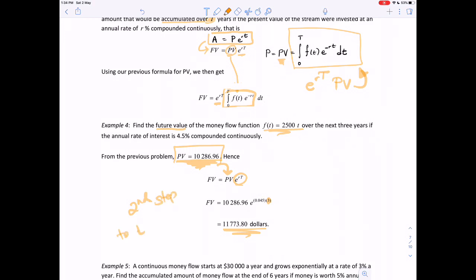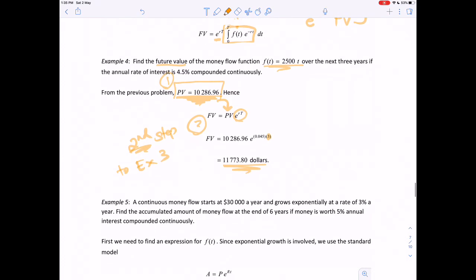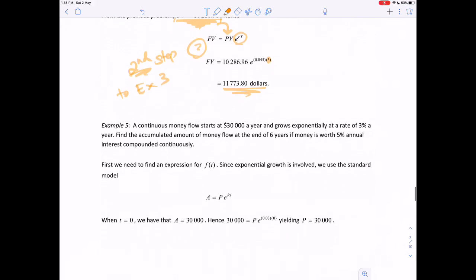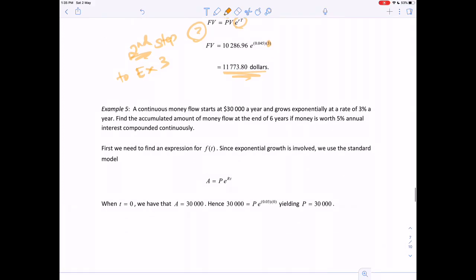Right, this is breaking the future value down into 2 steps. First step, present value. Second step, future value. But what if we wanted to do this all in one step? Well, what could we do? So let's look at the next example.